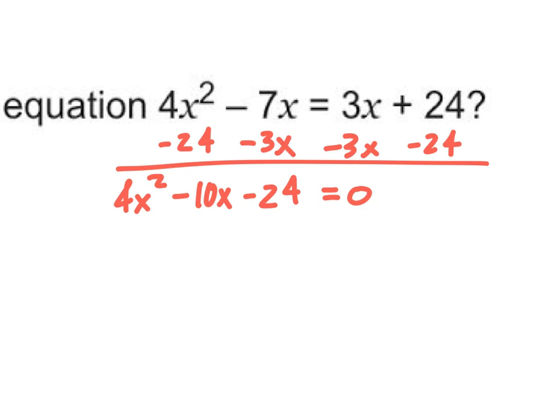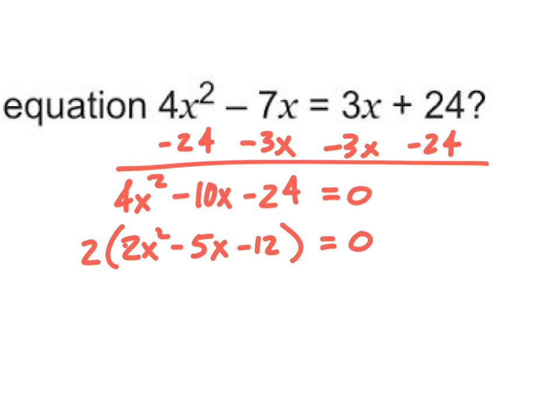One of the things you can do here that I didn't talk about in the other one is see if you can factor any numbers out to help with the factoring. When we have 4 and negative 24, if we multiply those together, it's going to be a big number. So I'm going to factor out a 2. If I factor out a 2, I'm left with 2x squared minus 5x minus 12, and set that equal to 0.